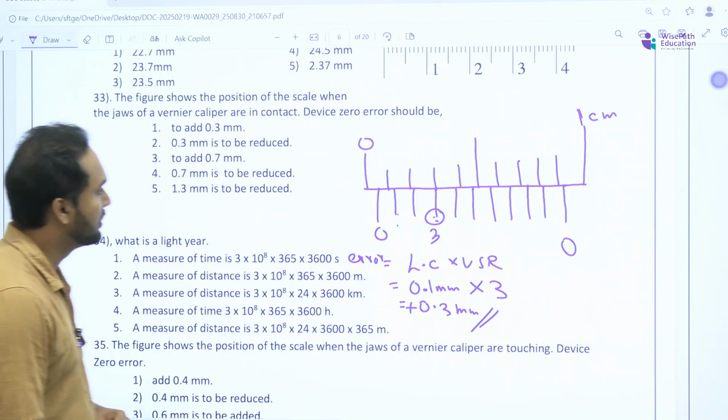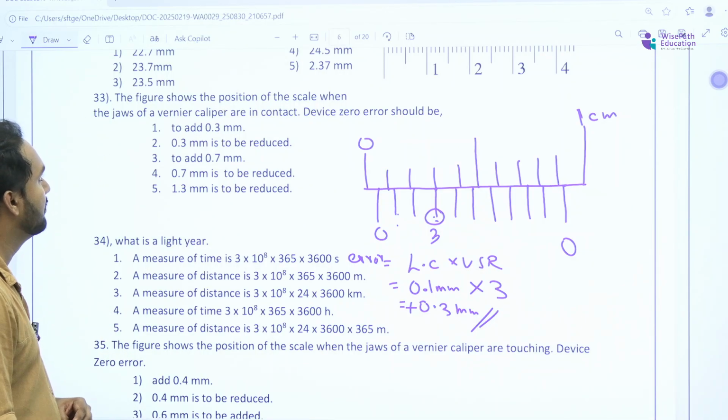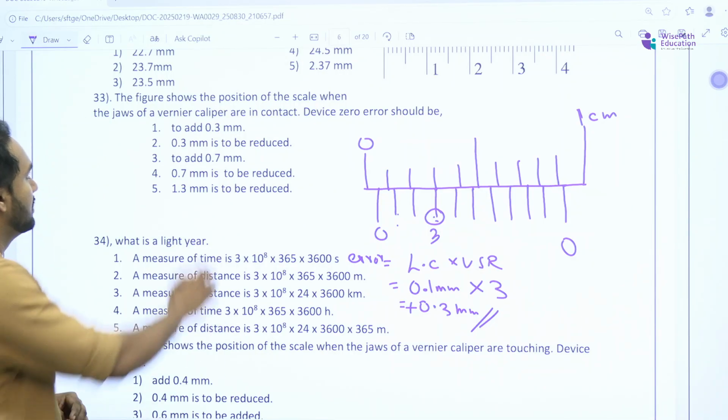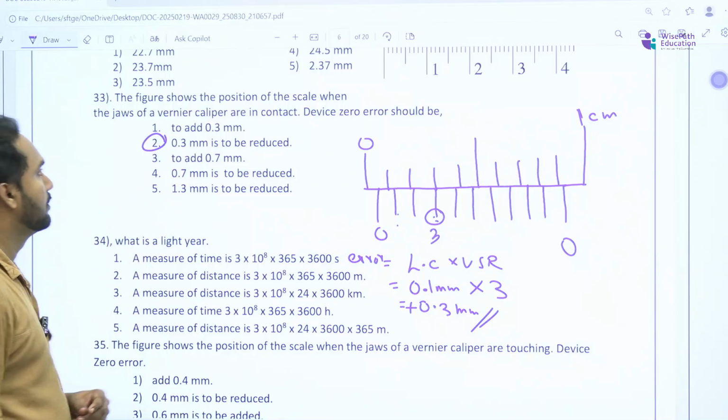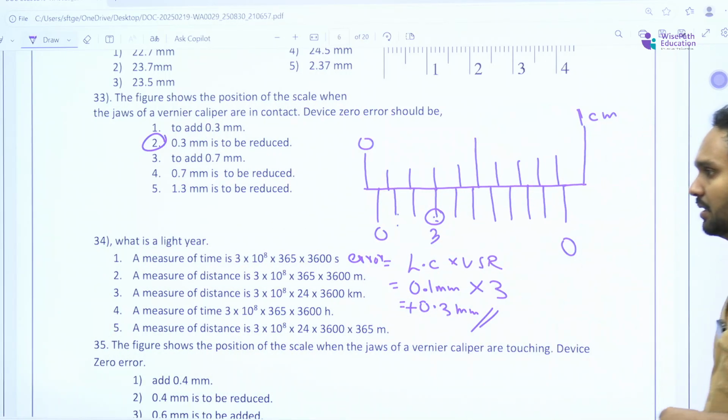It should be a positive 0 error, so it should be deducted to correct. 0.3 millimeter is to be reduced, that should be the answer, right? Second answer, yes, correct. Good, good, good.